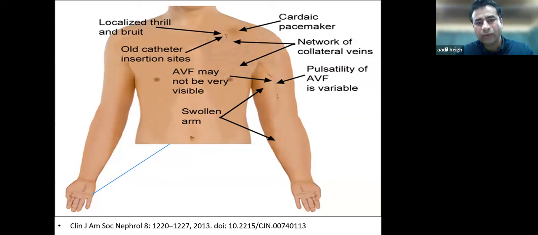When it goes beyond the elbow and around the shoulder, there is a network of collateral veins over the shoulder, not over the chest. That means it's a subclavian vein.